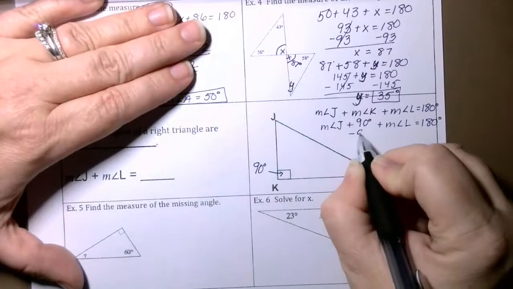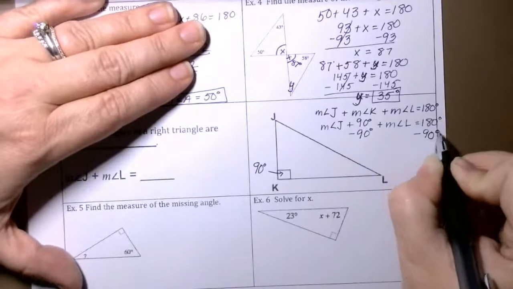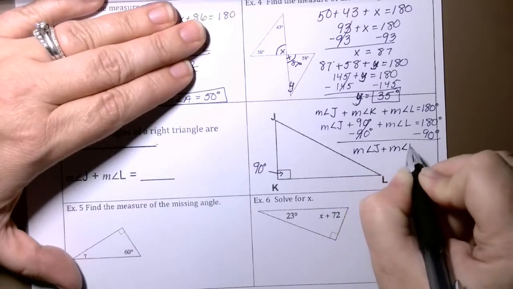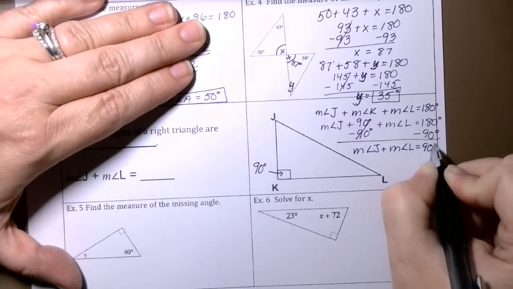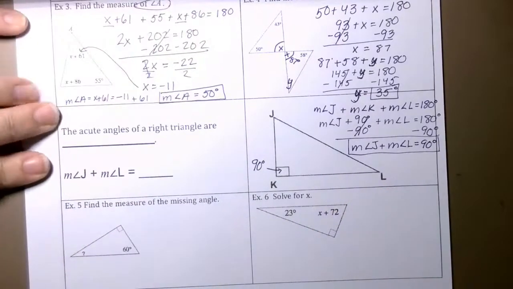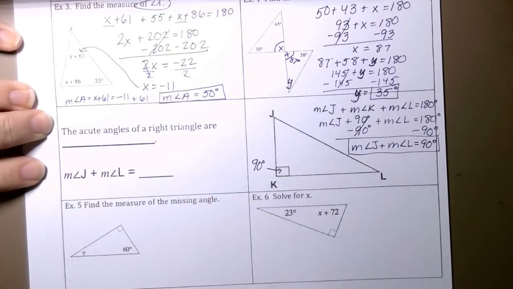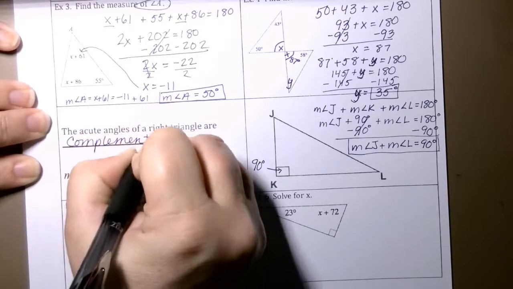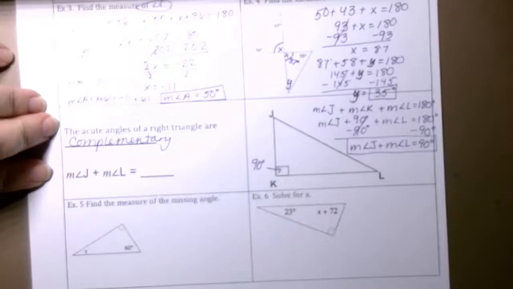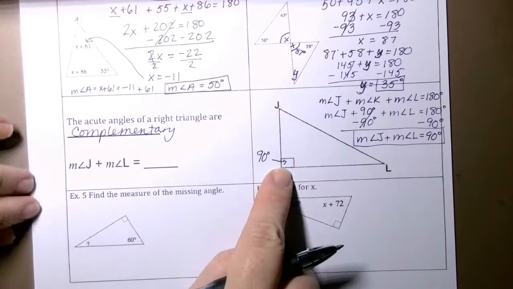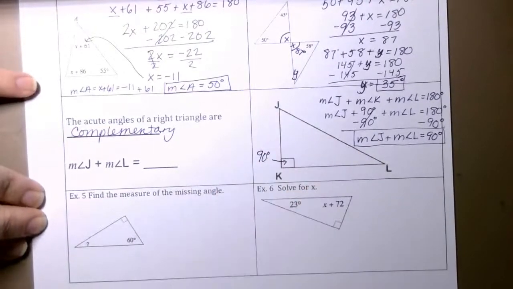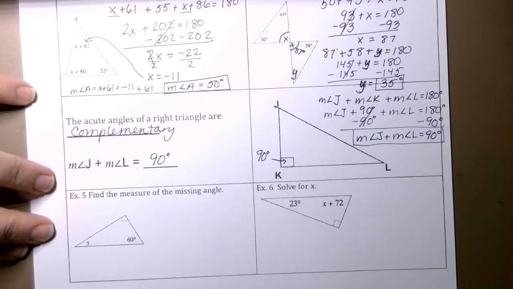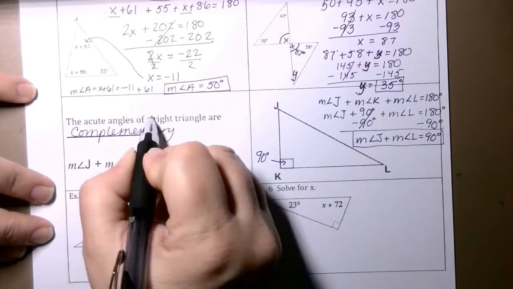What can I do? I can subtract the 90 degrees. That means the measure of angle J plus the measure of angle L is equal to what? 90 degrees. What do we call two angles that when you add them up equal 90 degrees? They are complementary. They have to add up to 90 degrees because the right angle took up that one 90 degree angle. That means there's 90 degrees left to be split up there. So the measure of angle J plus the measure of angle L is equal to 90 degrees. And that only works in a right triangle.